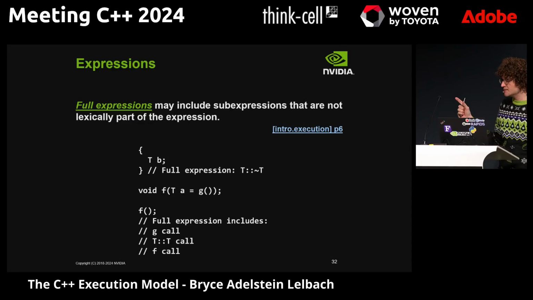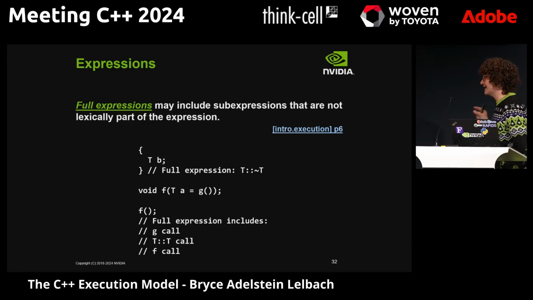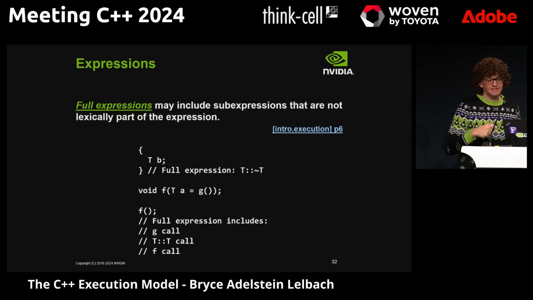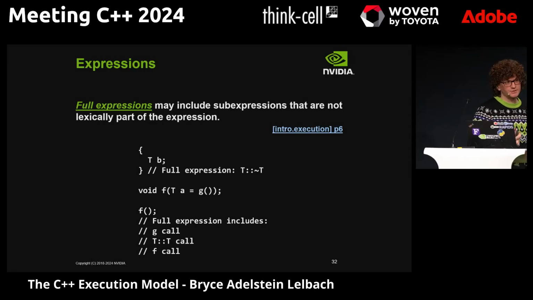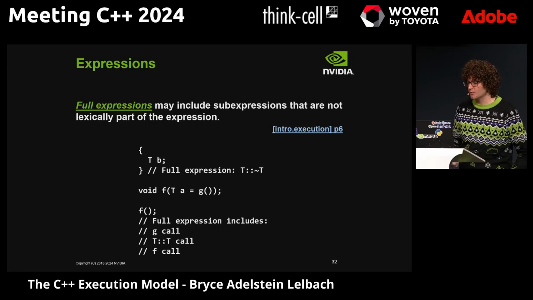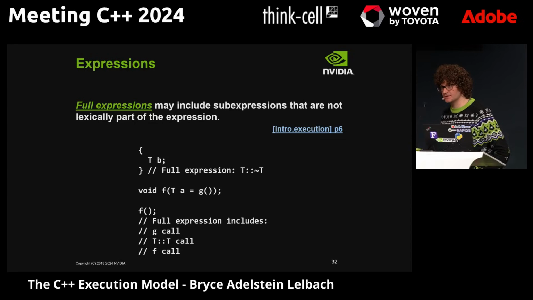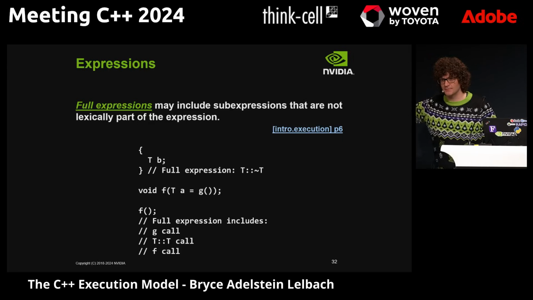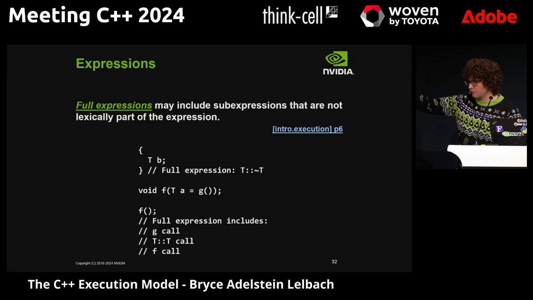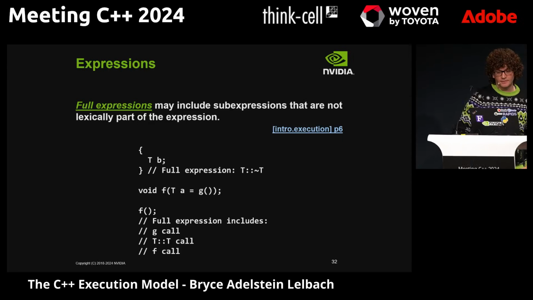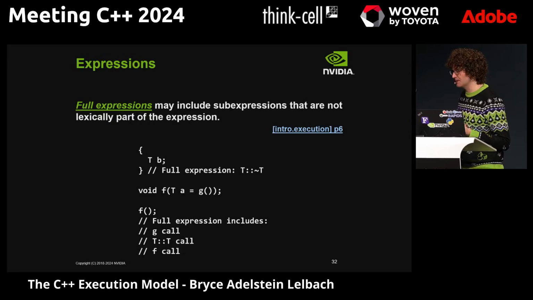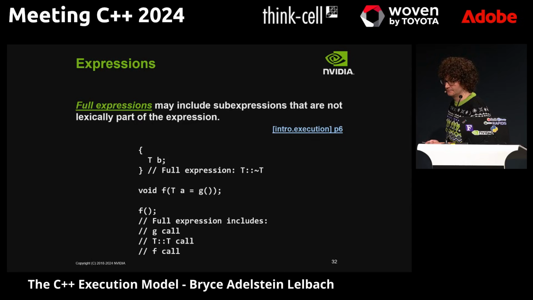So full expressions may include sub-expressions that are not lexically part of the expression, such as the end of a scope, which we'll call destructors, or a function call, which may have default parameters. And the expression for those default parameters will be evaluated from the place where it's called. Such implicit calls are considered expressions for the purpose of the execution model.